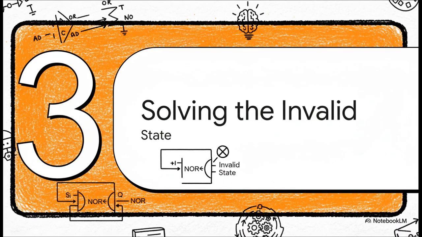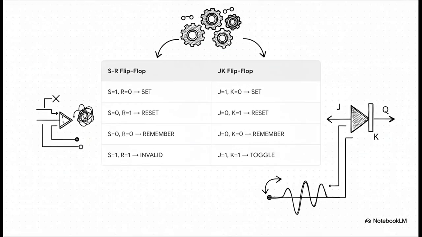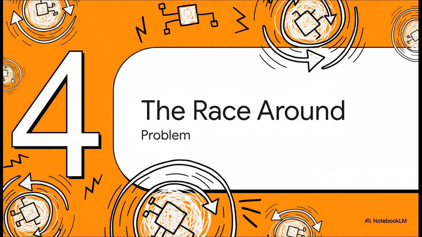So, right out of the gate, engineers had a real problem to solve. How do you build a reliable memory cell that doesn't have this built-in self-destruct button? And the solution? Oh, it is just an elegant piece of engineering. The JK flip-flop. For set, reset, and remember, it works exactly the same as the old SR version. But it takes that broken, useless, invalid state and gives it a brand new, incredibly useful job: toggling. Now, when both inputs are 1, the output just flips to whatever its opposite was. They literally turned a bug into a feature. Problem solved. Or was it?